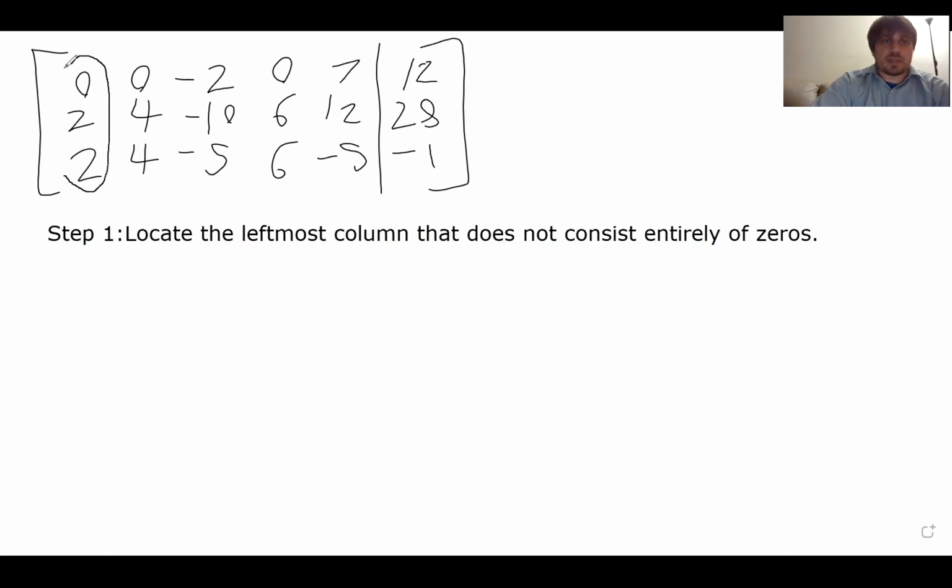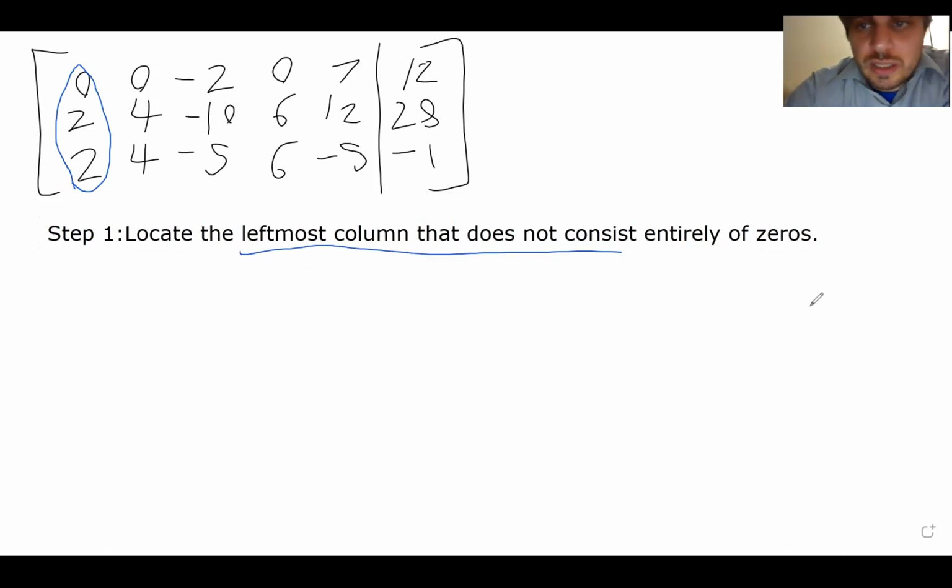Okay, so that's this column right here, right? I had a color here and it disappeared. Okay, there we go. So this is the leftmost column that does not consist entirely of zeros. Okay, and so we located it, and so we're good there. So step 2.